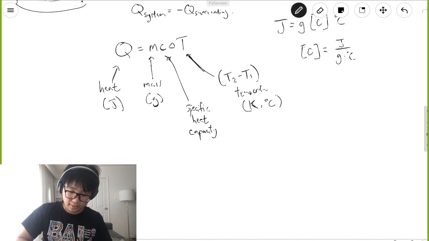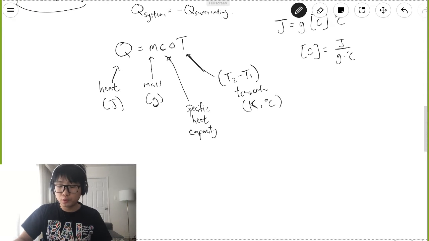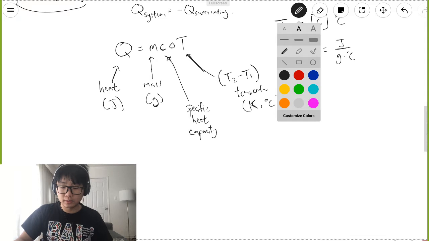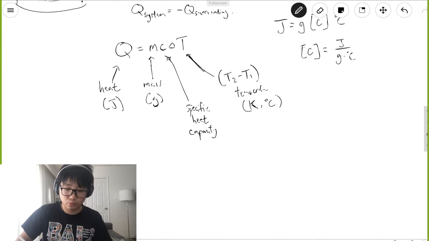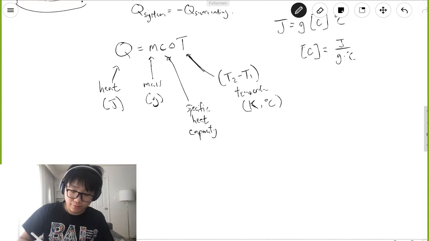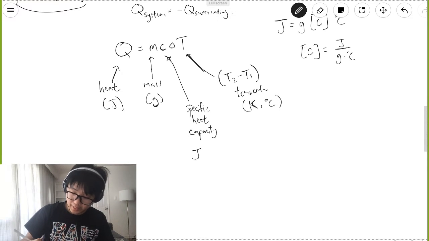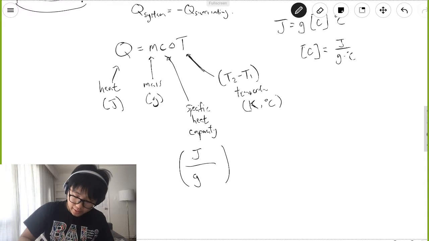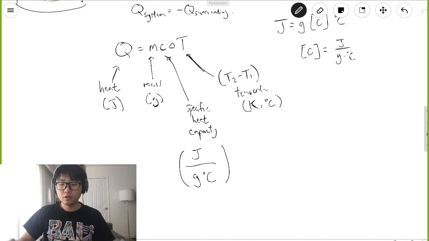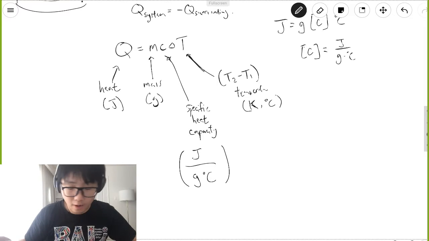So specific heat capacity. Look at this unit: joules per gram degree Celsius. I think I mentioned this number a little earlier, that 4.182 value, because that is the specific heat capacity of water. This is how much energy in joules it takes to raise 1 gram of water by 1 degree Celsius. So this is basically a constant that's going to be different for every single object.